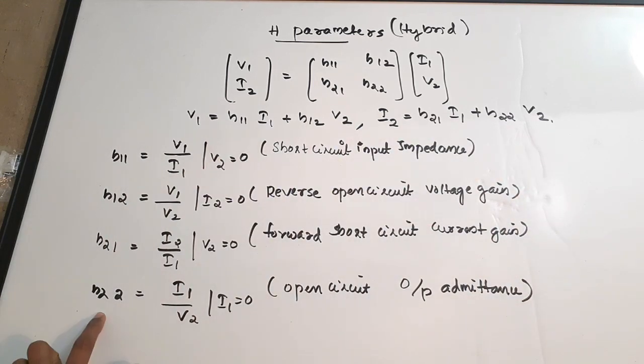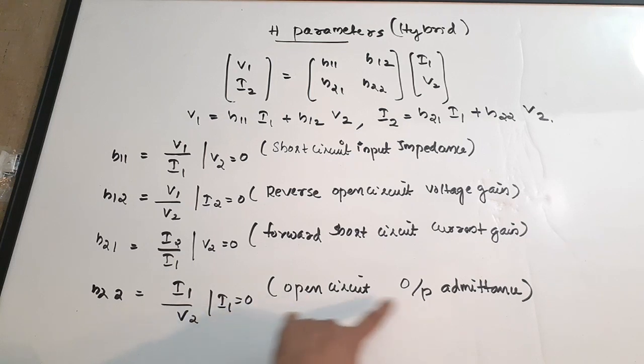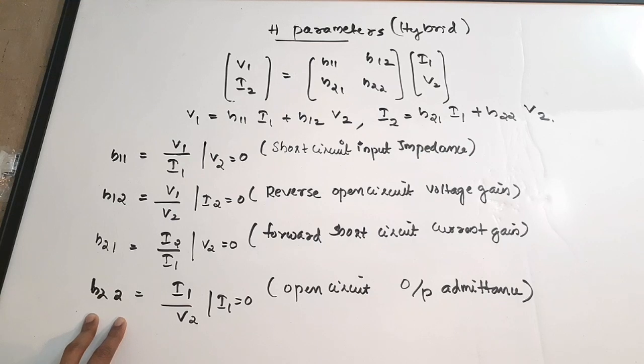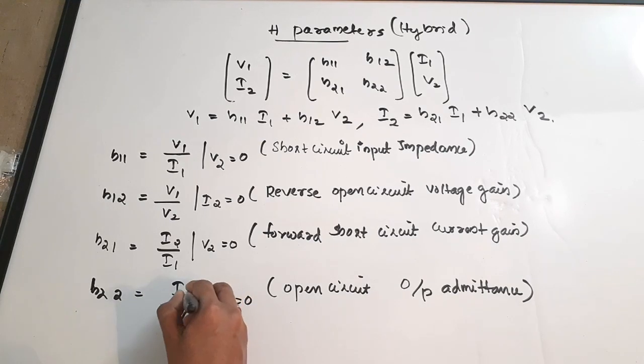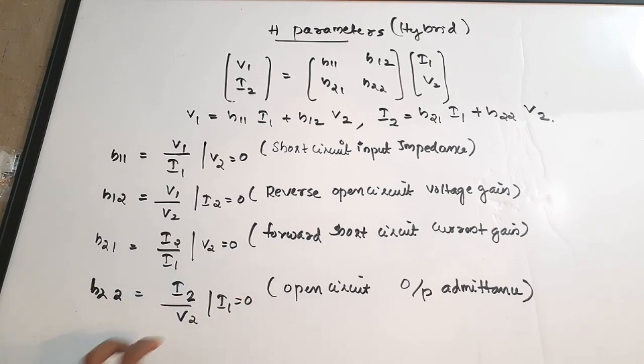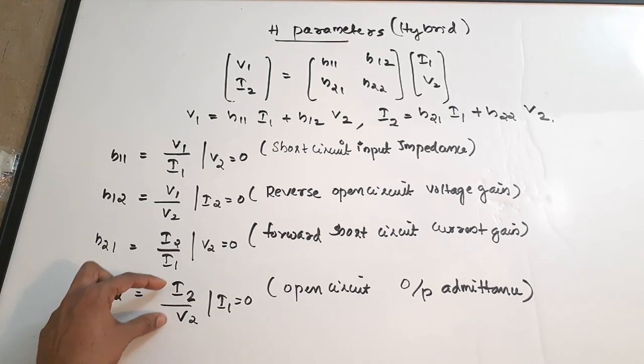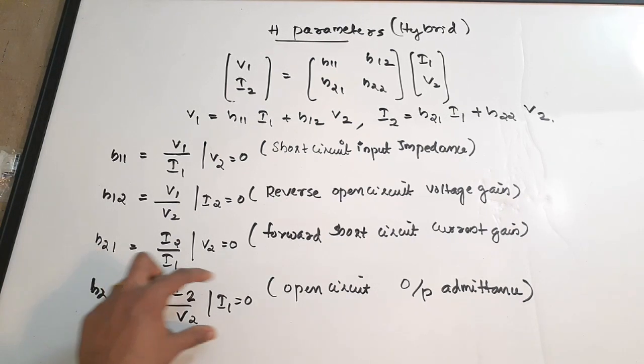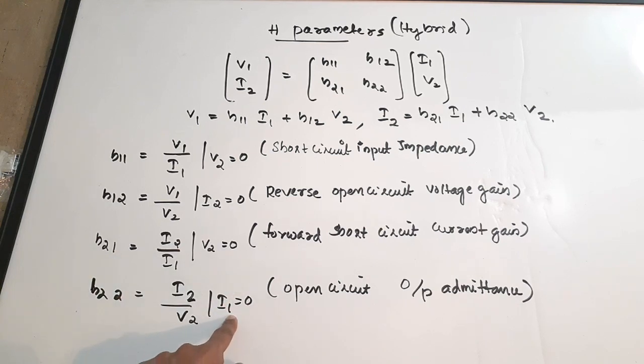Then H22 is open circuit output admittance. See the ratio here. H22 is actually I2 by V2, not I1 by V2. Sorry, there is a small correction. If you have already noted it, please change it. It is I2 by V2. So it is open circuit output admittance. Since it is a ratio of current by voltage, it is admittance. And since it is output current by output voltage, it is output admittance. And we are making an open circuit in the input port to find it. So it is open circuit output admittance.